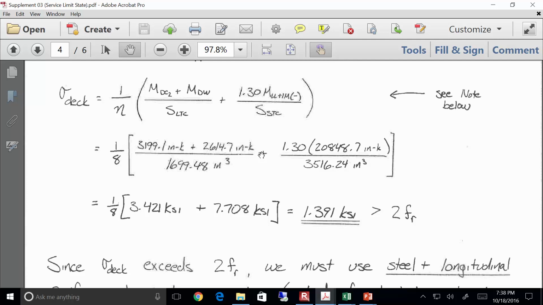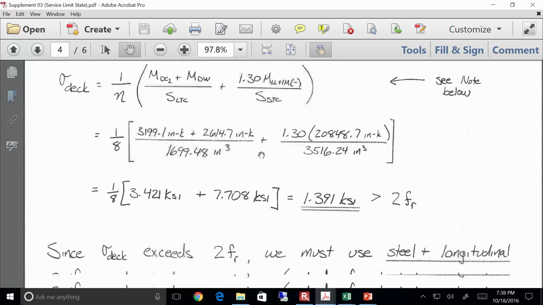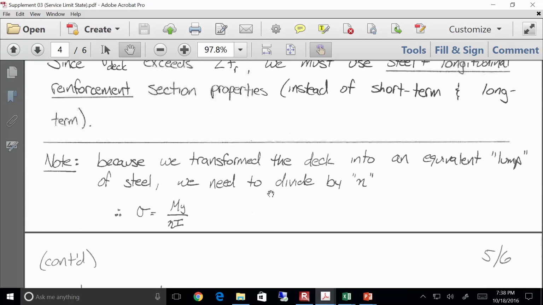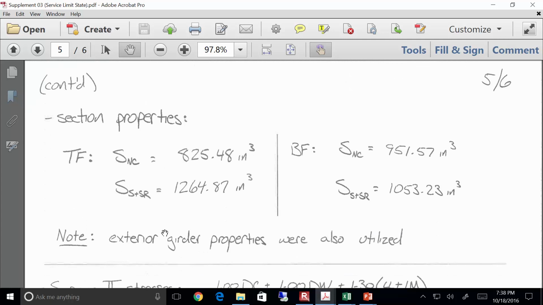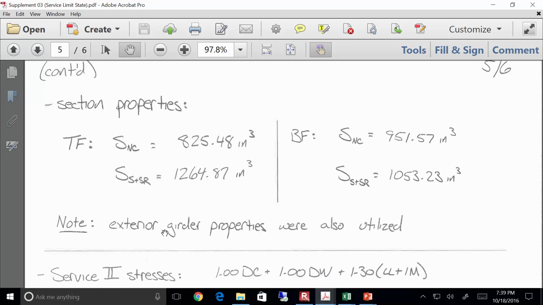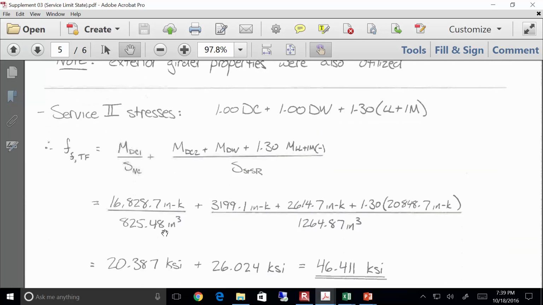Sound good? So looking at exterior girder section properties, and this is the note where I'm talking about sigma equals M over I, but with that modular ratio. Looking at my section properties, I really only need a top and bottom flange section modulus for the steel by itself, and then the steel plus the steel reinforcement. Again, using properties for the exterior girder.